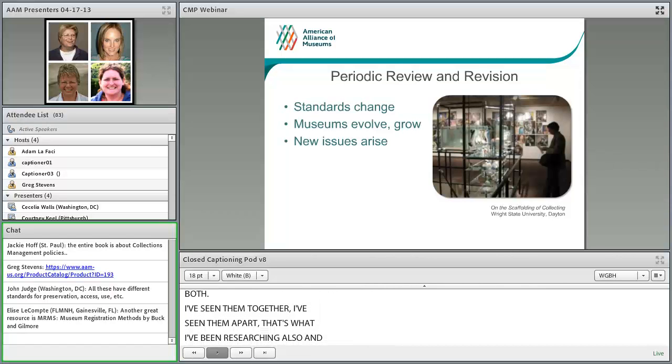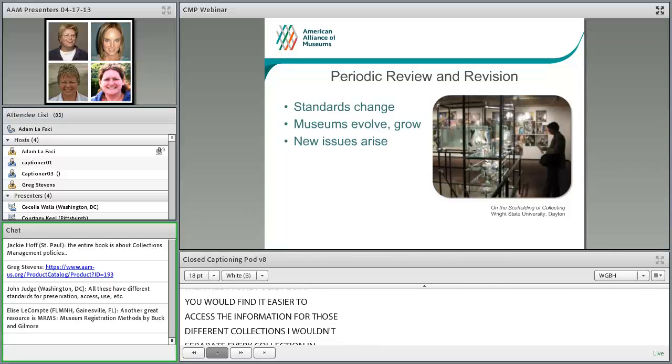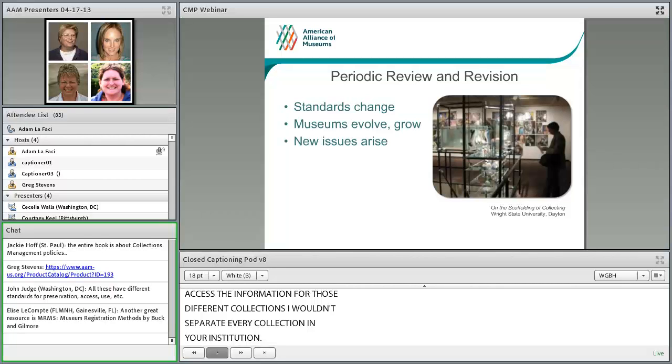And the same goes for John Judge's question about combining archive and library policies. I think if it works for your institution, you should include them all in one policy. But if you would find it easier to access the information for all of those different collections, I wouldn't separate every collection in your institution, but libraries have very specific requirements, as do archival collections. So if it works for your institution, go for that. And the Information Center does have sample documents that they can provide to Tier 3 museums that include those types of things.